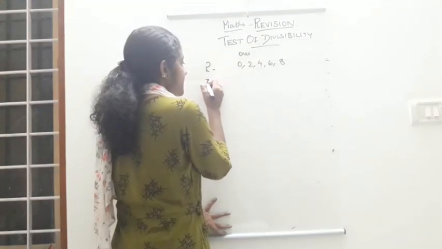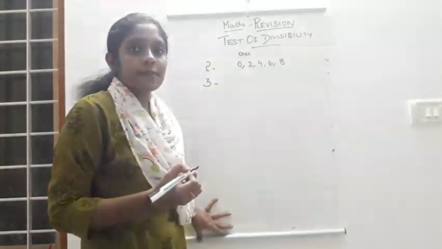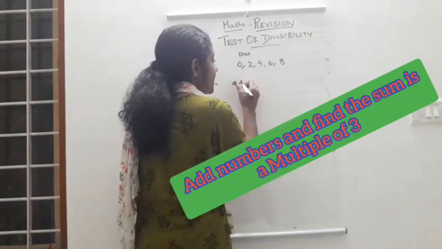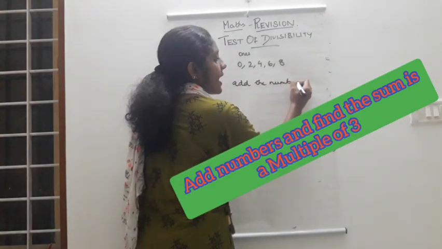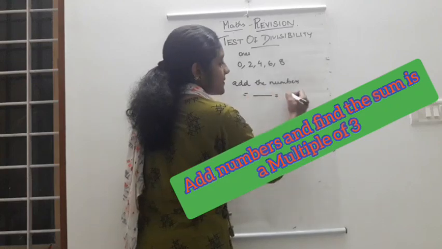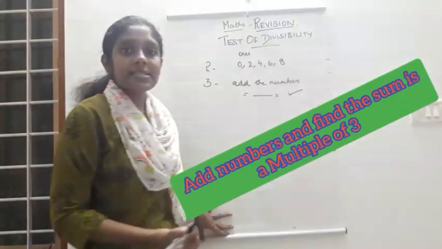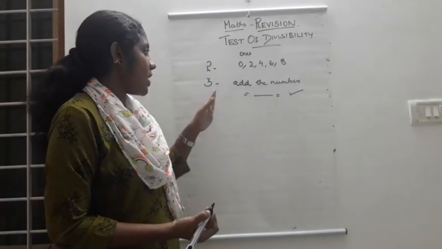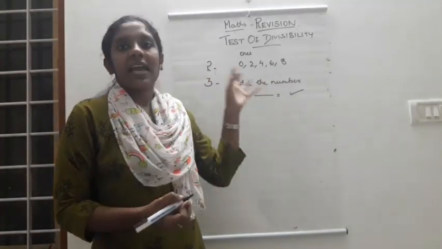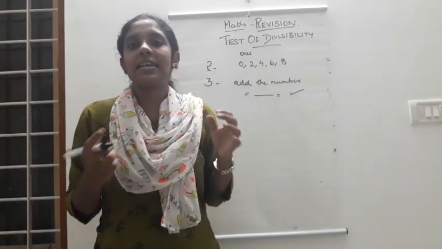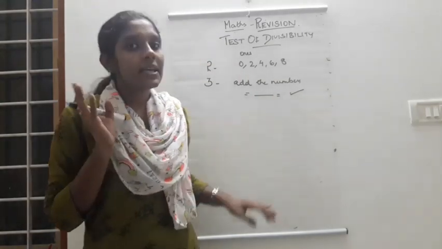Then we learned the test of divisibility of 3. What was the test? You add the digits of the number, and if the sum obtained is divisible by 3, that means the whole number is divisible by 3.